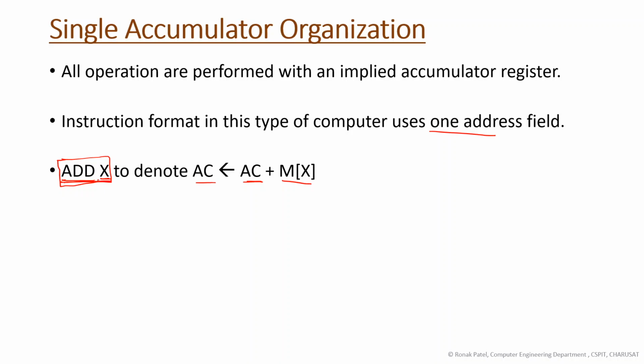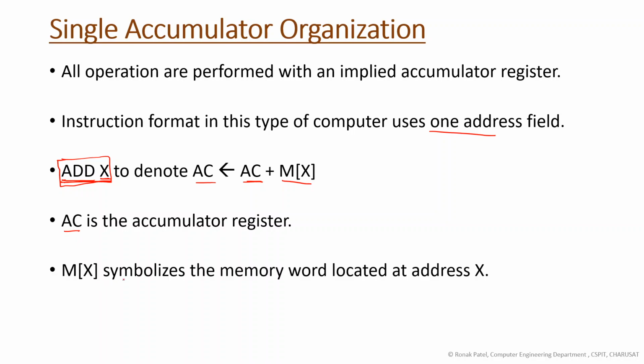Here AC is the accumulator register, and M[X] symbolizes the memory word located at address X, meaning your operand. This is a one address type instruction because there is only one address in your instruction.